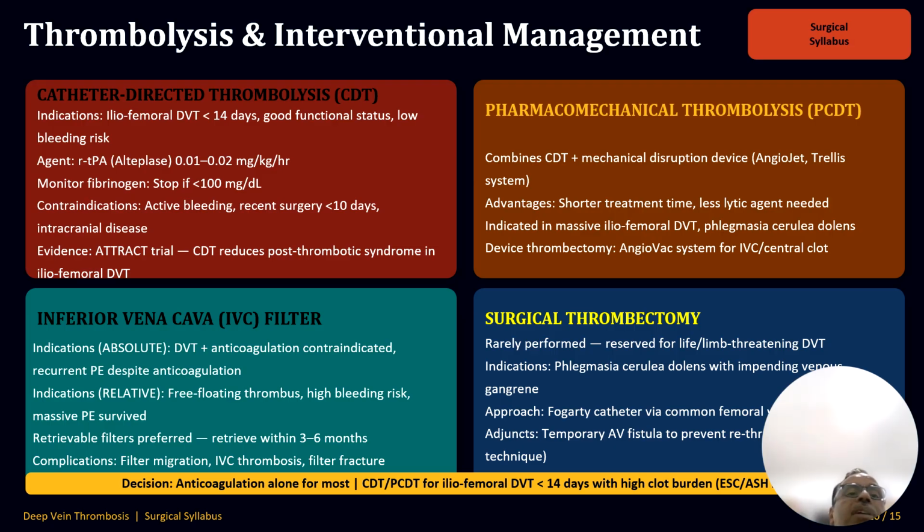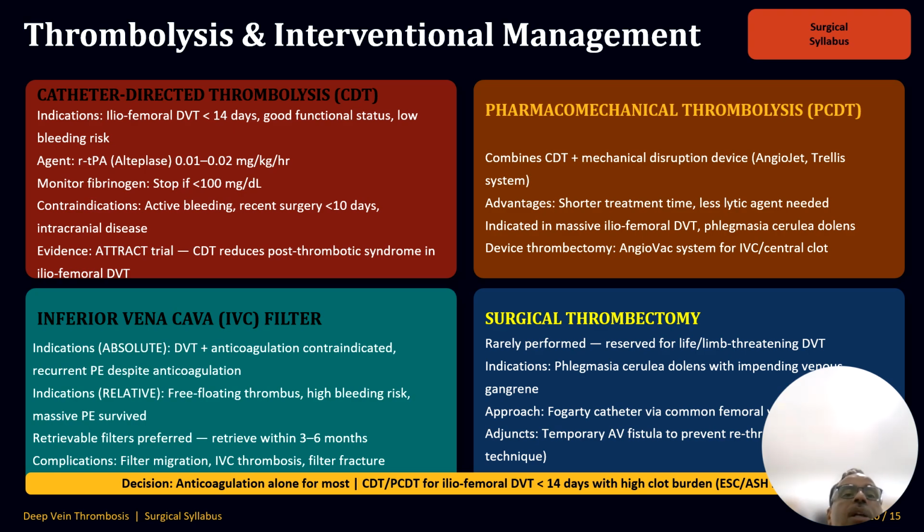Inferior vena cava filters can also be used, and the absolute indication of using an inferior vena cava filter is deep vein thrombosis in a patient where anticoagulation is contraindicated. That is the absolute indication of using an IVC filter. The second absolute indication is recurrent pulmonary embolism despite adequate anticoagulation. So if the patient has repeated episodes of pulmonary embolism despite giving an adequate amount of anticoagulant therapy, then such cases are ideal for IVC filters.